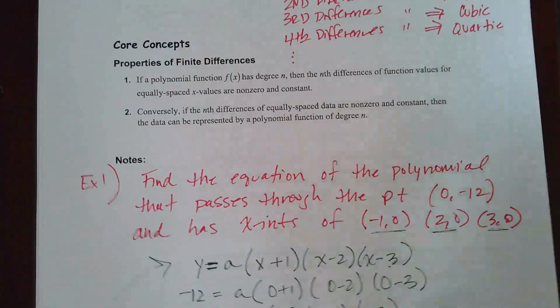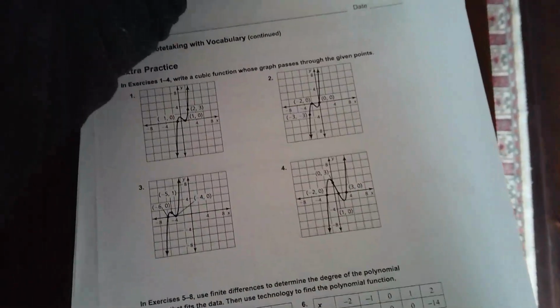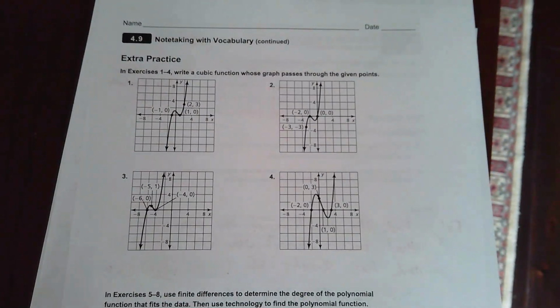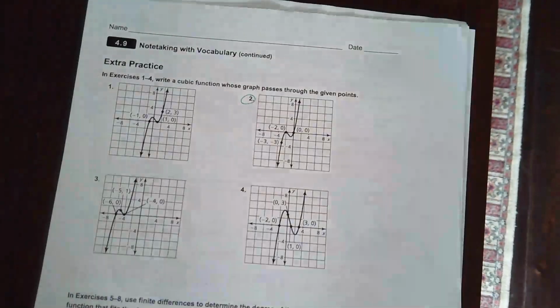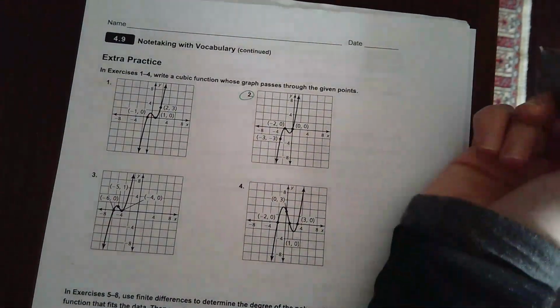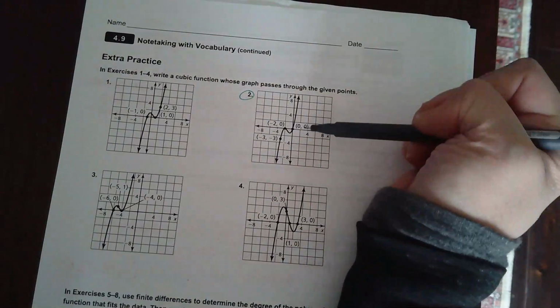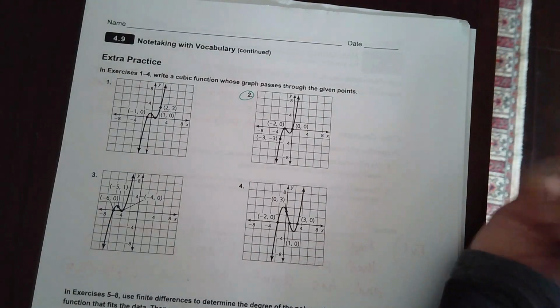Okay, keep going. Let's do some others. Turn to page 120. I'm going to do a couple of these and save some for you guys to do because I don't want to do them all. Let's look at number 2. So number 2 says, write the function whose graph passes through the given points. It has an x-intercept of 0, 0 and an x-intercept of -2. Well, if I only have 2 x-intercepts, I'm missing something.